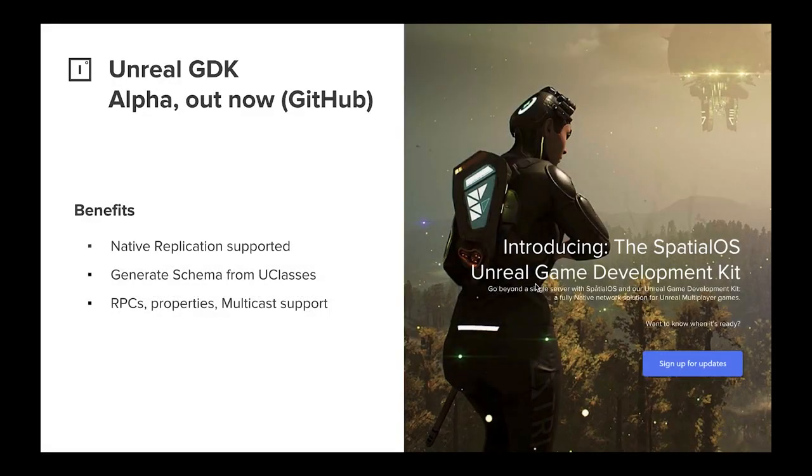And we have an Unreal GDK as well. So this supports native replication. This is a truly native experience for Unreal. If you have an actor in your scene and you tick box replicate on a property, that will just work. We have our own branch of Unreal, which you have to build against. But after that, it is just a case of drag and drop and use Unreal in the way that you understand already.